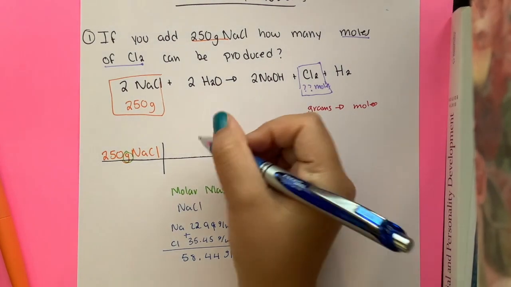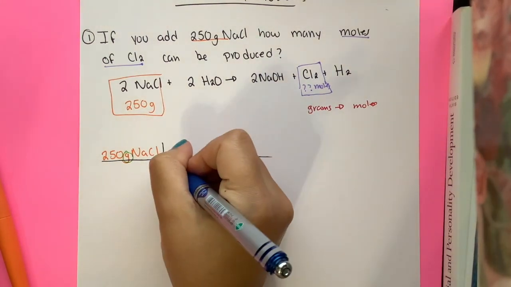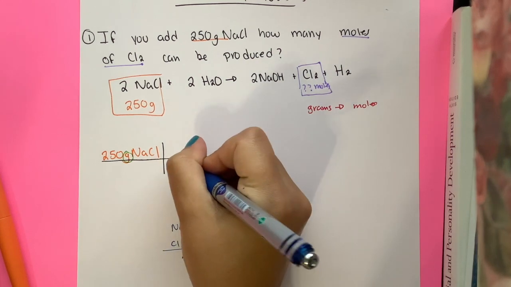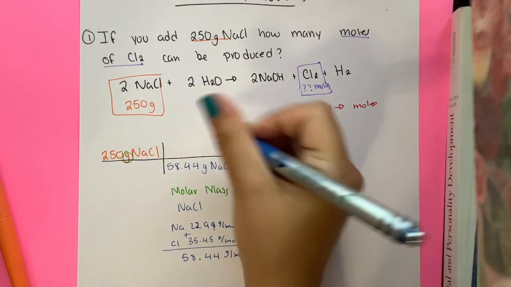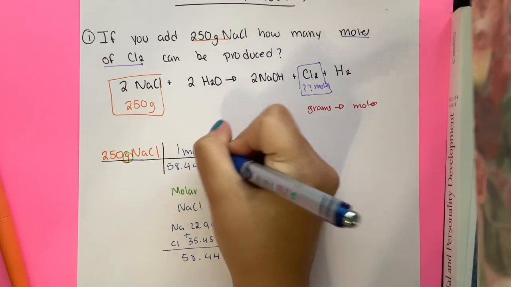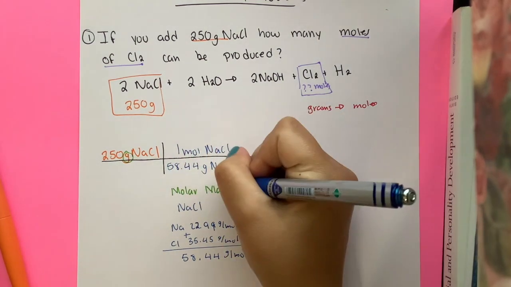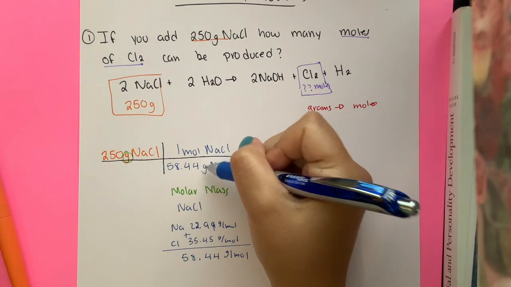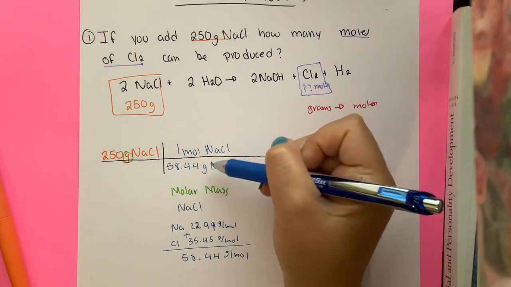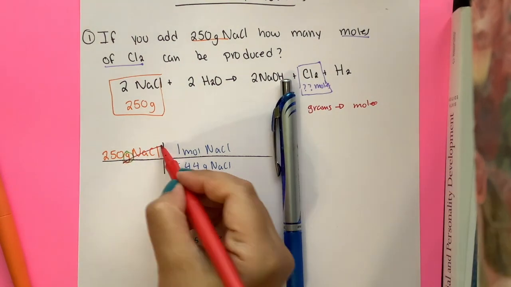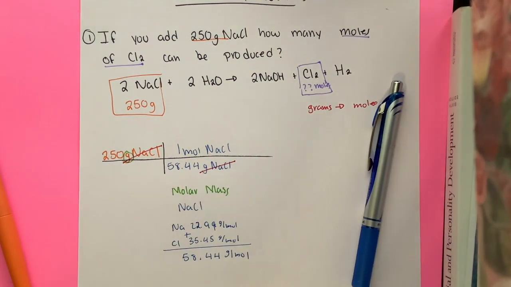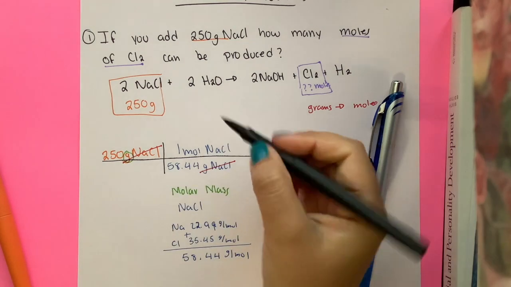I'm going to get this number and bring it up here. Put it in the bottom. 58.44 grams of sodium chloride for every 1 mole of sodium chloride. Remember, the molar mass tells you how many grams 1 mole of that compound weighs. The reason I wrote the grams in the bottom is so that grams of sodium chloride and grams of sodium chloride cancel each other out.